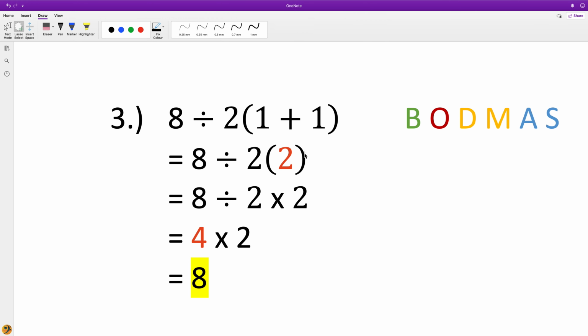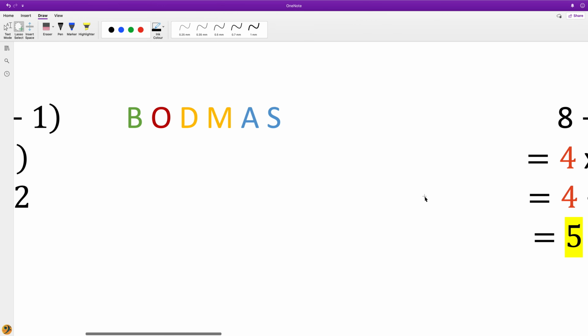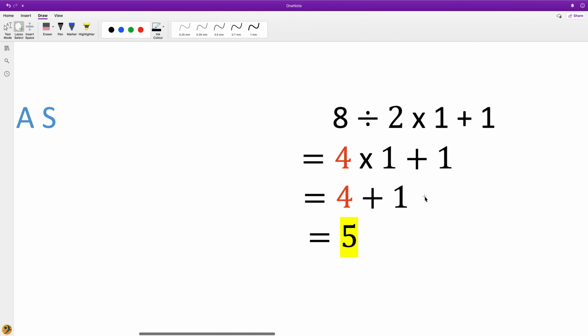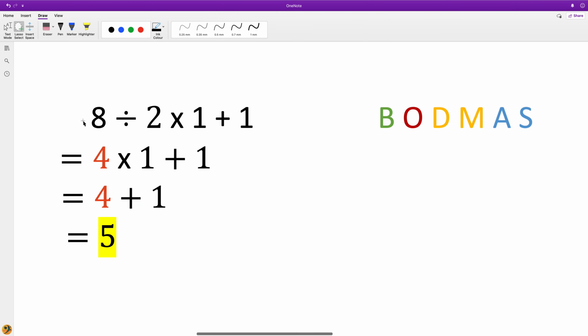All right, so that's all the steps of working out for this one. Now, what would happen if we didn't have the brackets here? Would we get a different answer? So, yes, we would is the answer to that. So if we just scroll over here, we've done this same operation, but it doesn't have the brackets. Okay, so now we're looking at 8 divided by 2 times 1 plus 1.